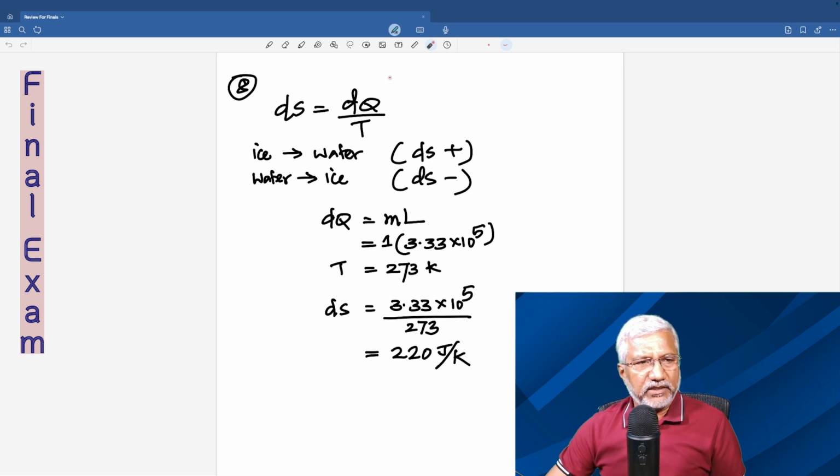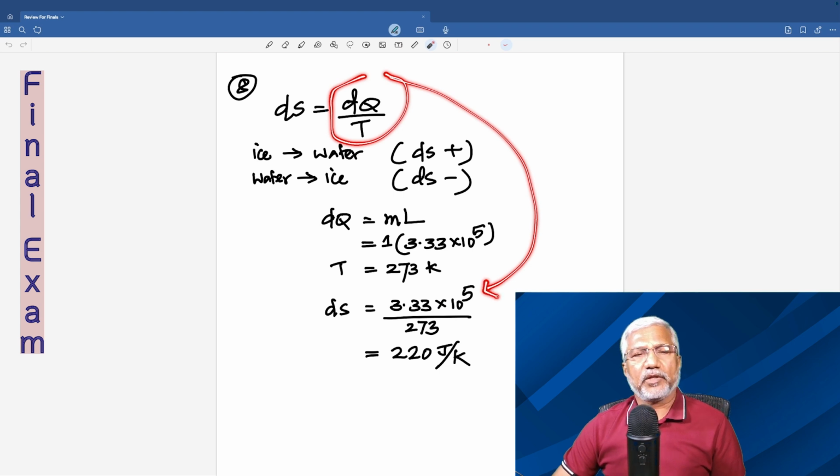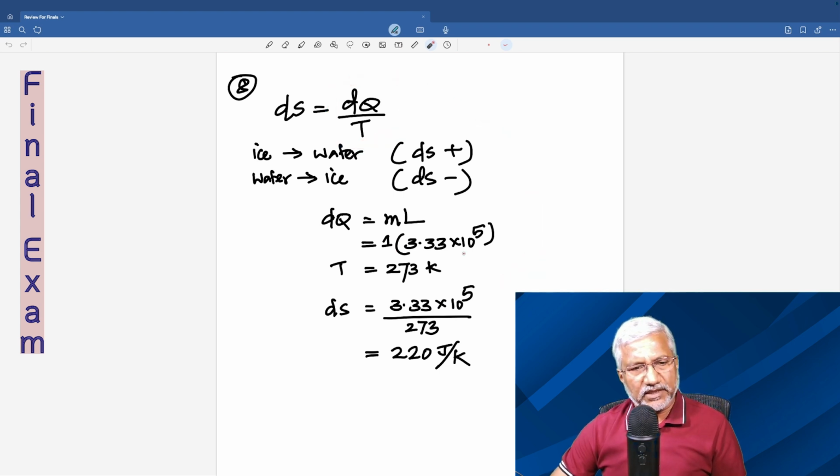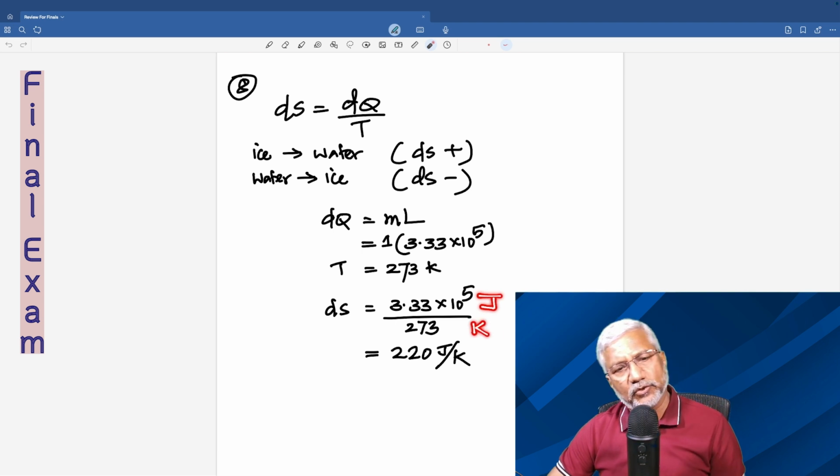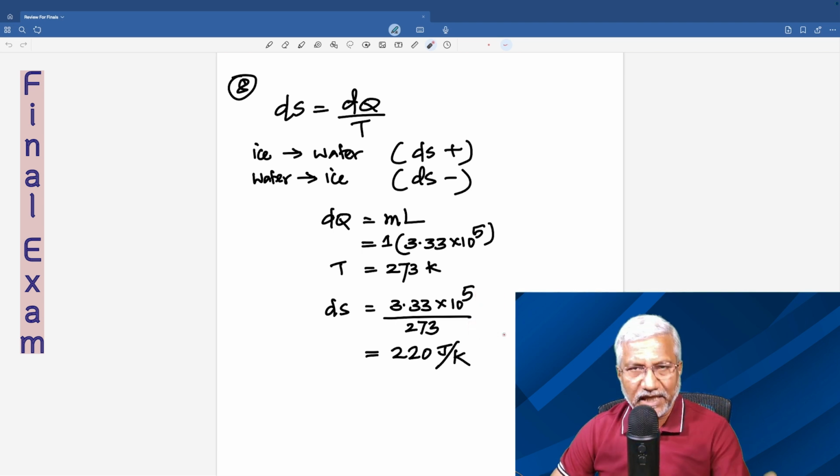So when you plug it into this formula, this is what you get. See that? 3.33 times 10 to the power 5 divided by 273 gives 220. And the unit is, of course, joule on top and Kelvin below. So the unit is joule per Kelvin. So that's how you work that out. So that's about change in entropy.